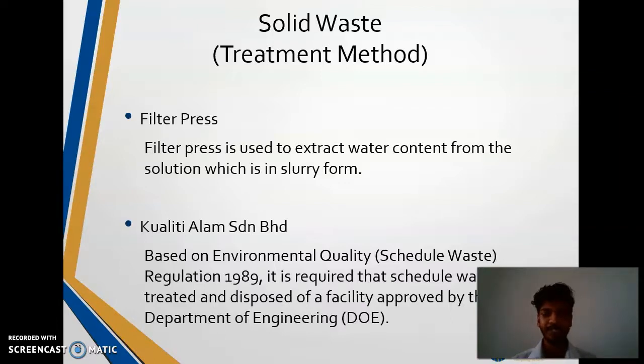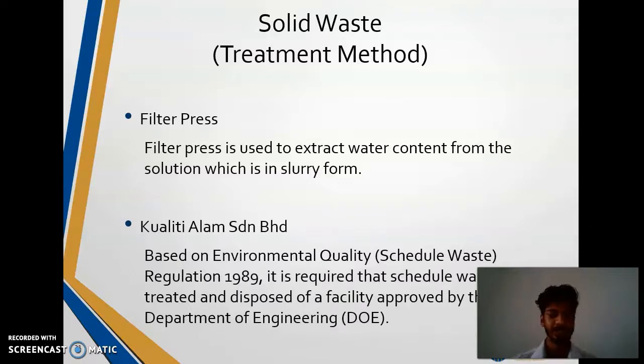Before the waste is sent to Quality Alam Sdn Bhd, the waste should first undergo the filter press to remove the water content, which is in slurry form. The water is then sent to a water treatment plant within the facility and treated according to the standard in a safe and practiced manner. So now I pass the floor to Nicholas.